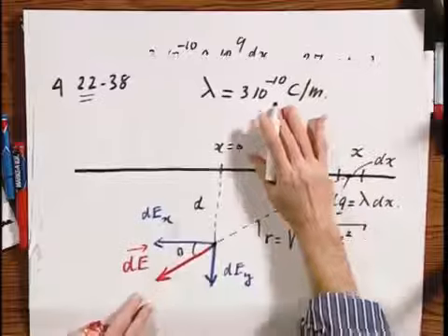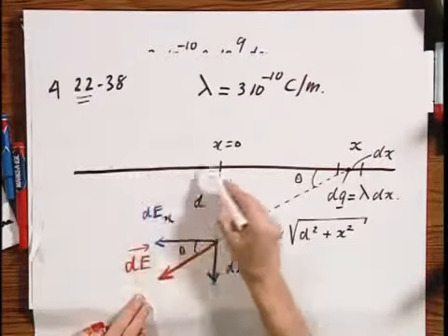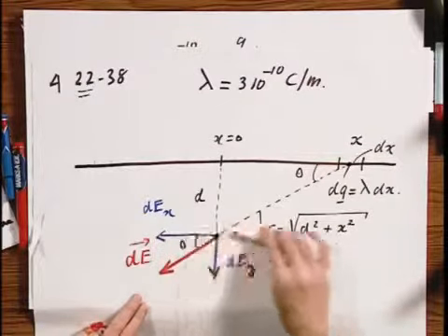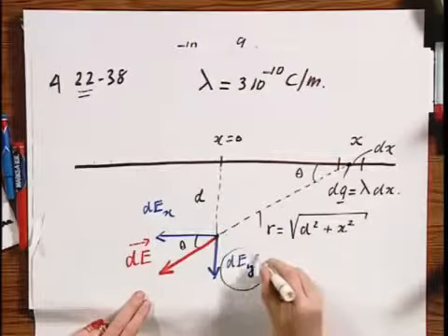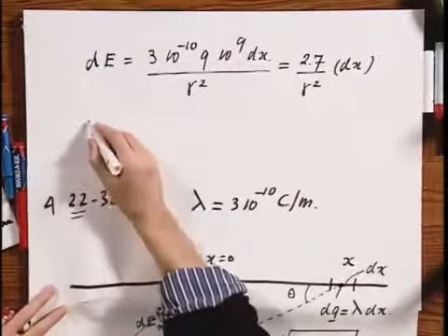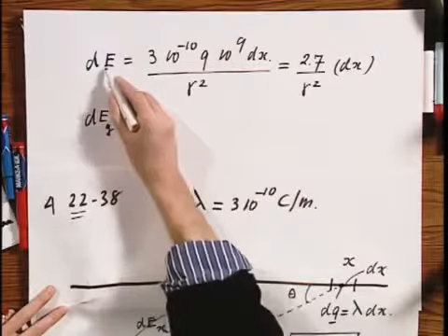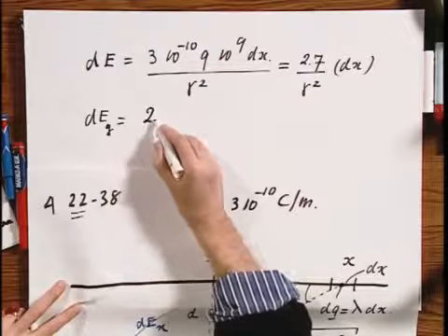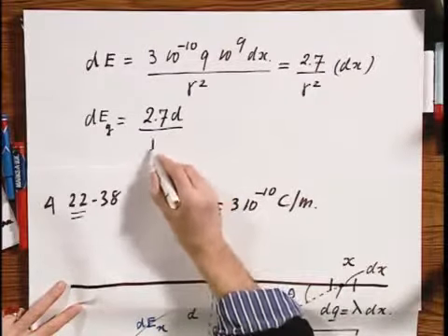That's the magnitude. Now clearly, if you add up all these elements here, there cannot be any net vector in the x direction. They will all cancel out. So the only one that survives is this one. So I don't even bother about the x direction. So I only calculate dE in the y direction. That of course is this value times the sine of theta, and I find then 2.7 d divided by r cubed times dx.